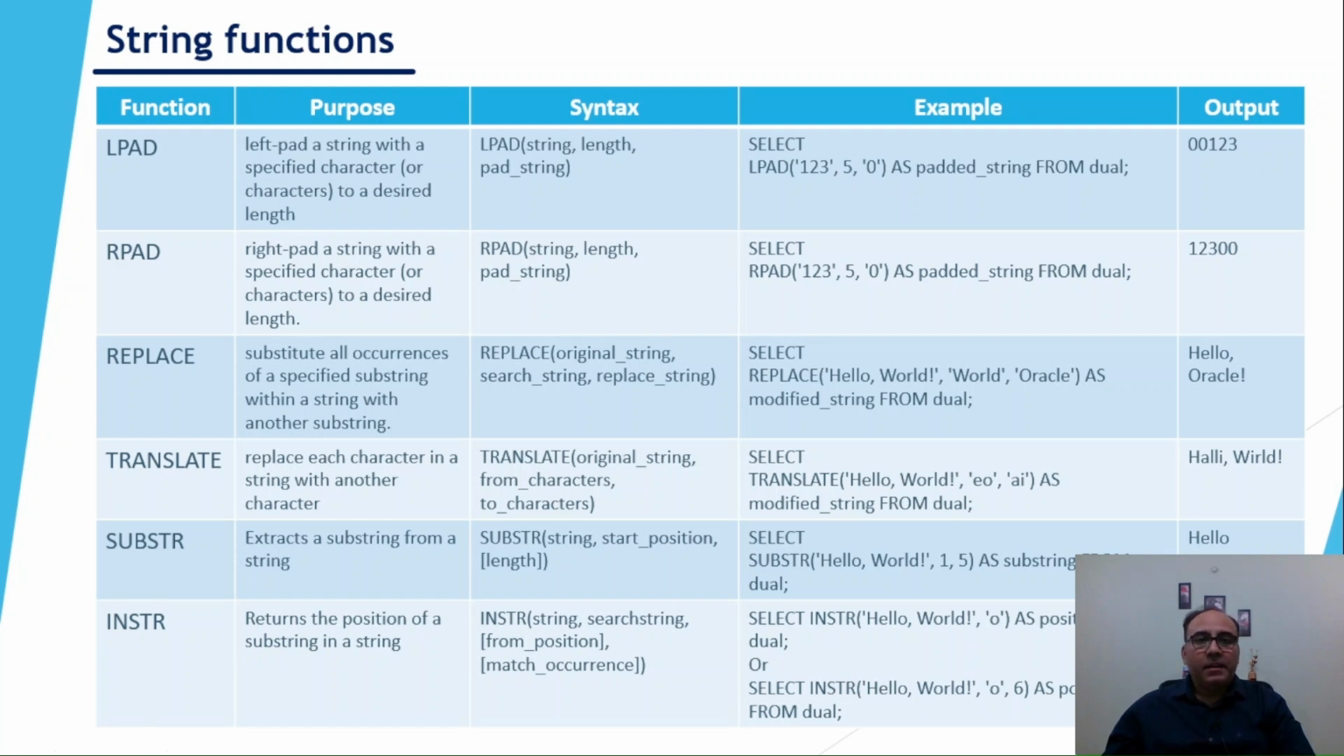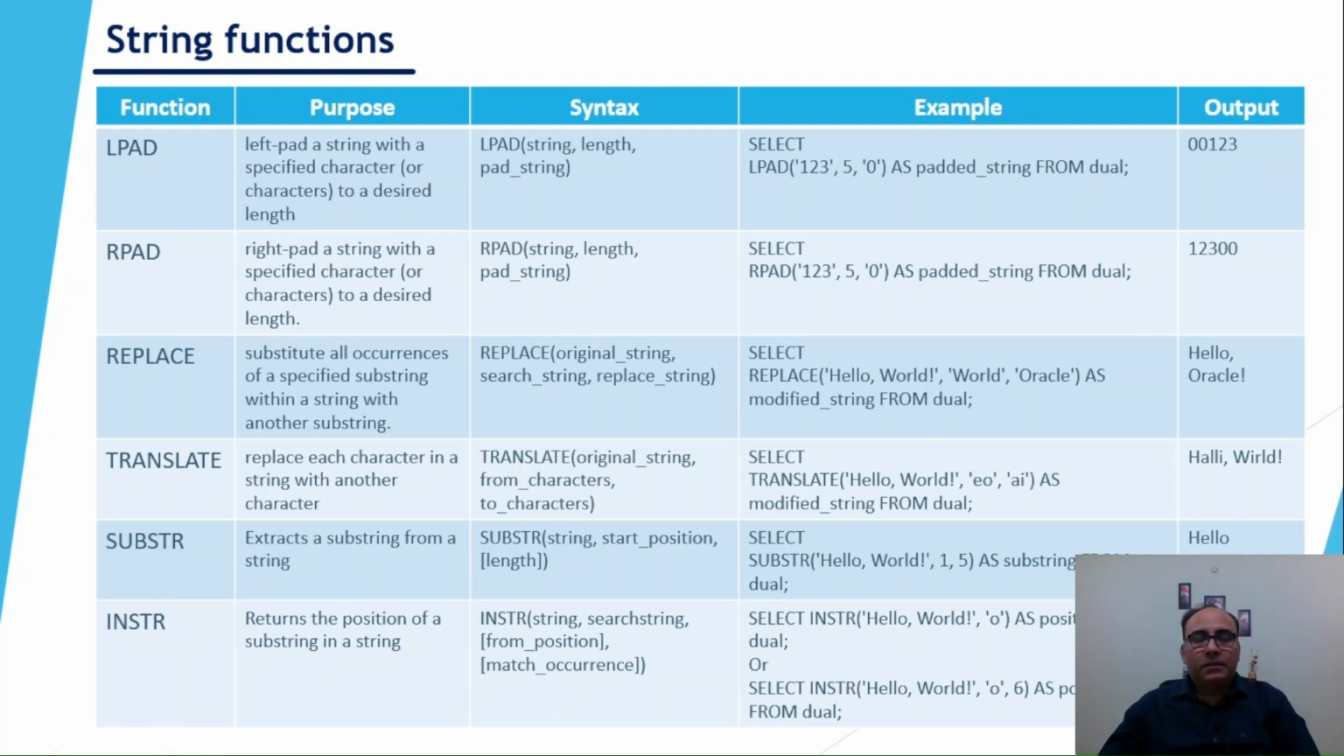Similarly we have RPAD. This will basically right pad a string with a specified character to a desired length. The syntax is the same: RPAD, then the string, length, and pad string. For example, select RPAD 123 as the string, 5 as the length, 0 as the pad character. In this case, since we are doing right pad, at last you would see 2 zeros, and the outcome will be 12300.